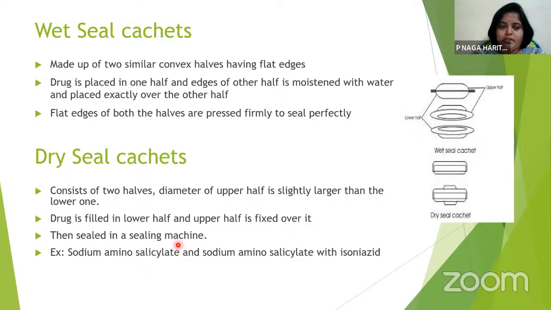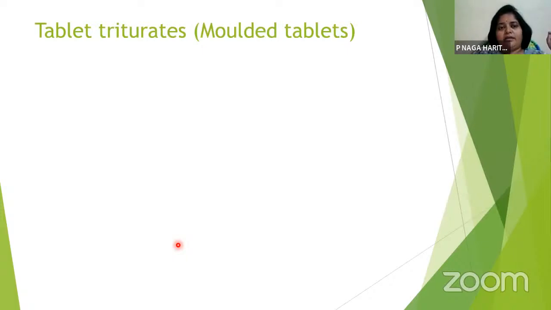Okay. This is about the wet seal cachets and the dry seal cachets, both types of cachets. Why the names wet seal cachets and dry seal cachets? Because for the wet seal cachets, you are applying certain moisture during the fixing. However, in the dry seal cachets, you are just placing the upper shell over the lower shell without applying any moisture. However, both the cachets have to be dipped in water, and then only swallowed. Okay. So wet seal and dry seal is only because of the moisture involved during the packaging of your cachets, right?